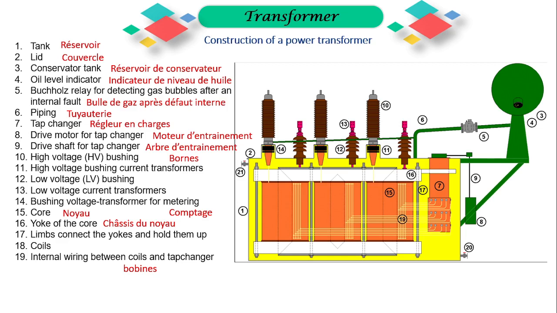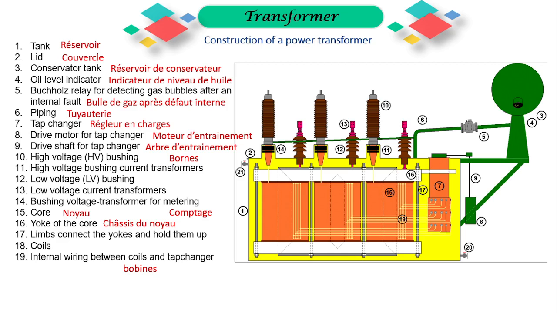16. Core made of laminated steel sheets, serving as the magnetic path. 17. Yoke of the core connects to the core, completing the magnetic circuit. 18. Limbs connect the yokes and hold them up. Structural components supporting the yokes and core. 19. Coils, windings of insulated conductors, creating primary and secondary windings.